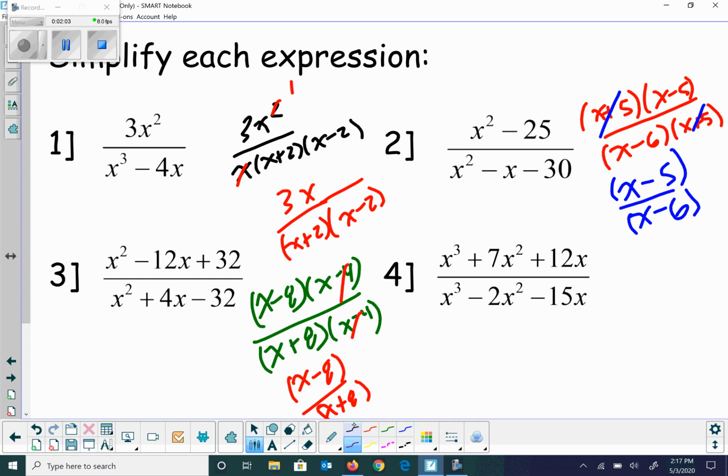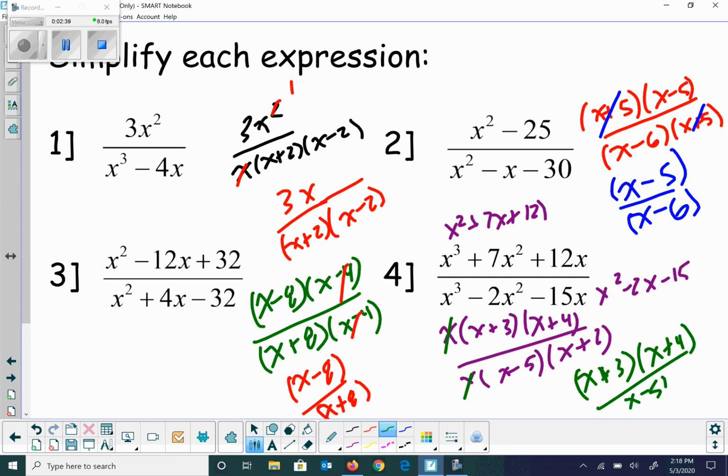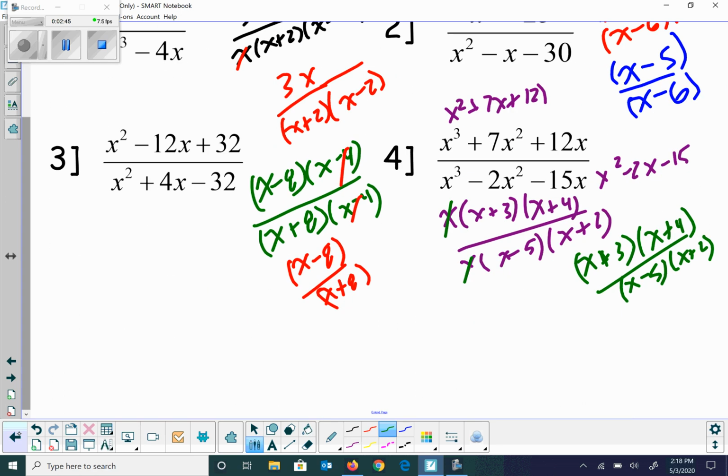Let's see. Next one, top's going to factor. I can factor an x out, and then that would be x squared plus 7x plus 12, which factors to x plus 3 and x plus 4. And on bottom, I can factor an x out as well. And then I have x squared minus 2x minus 15. So that's x minus 5 and x plus 2. And the x's cancel out and nothing else cancels. So we just have an answer with the x plus 3, the x plus 4, the x minus 5, and the x plus 2. And again, keep it in factored form. No reason to put it back.